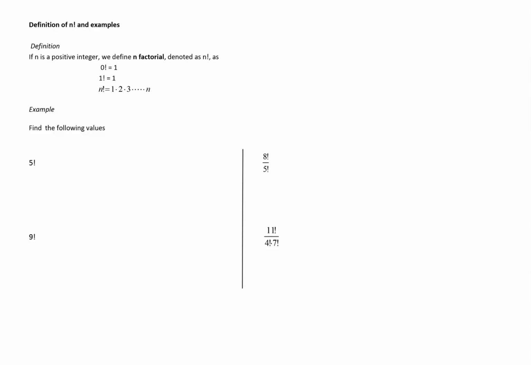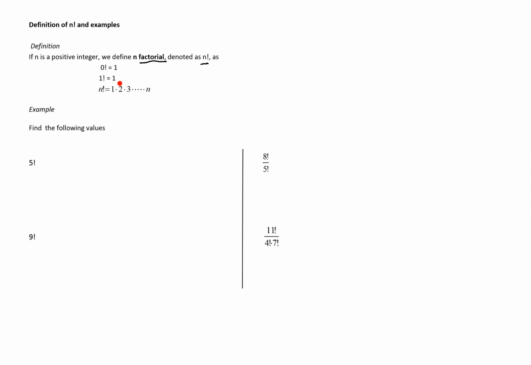Factorial is a shortcut notation to indicate the product of the first n positive integers. Factorials are denoted by n with an exclamation sign that follows. And factorials are defined in the following way. We define 0 factorial to be 1.